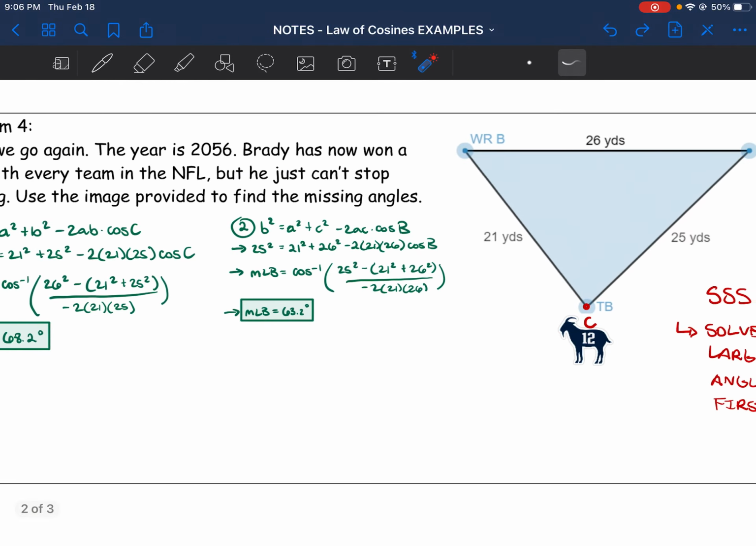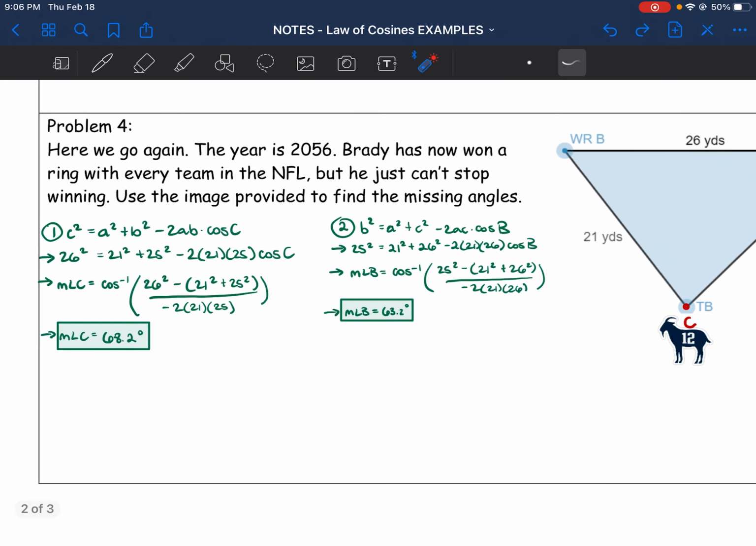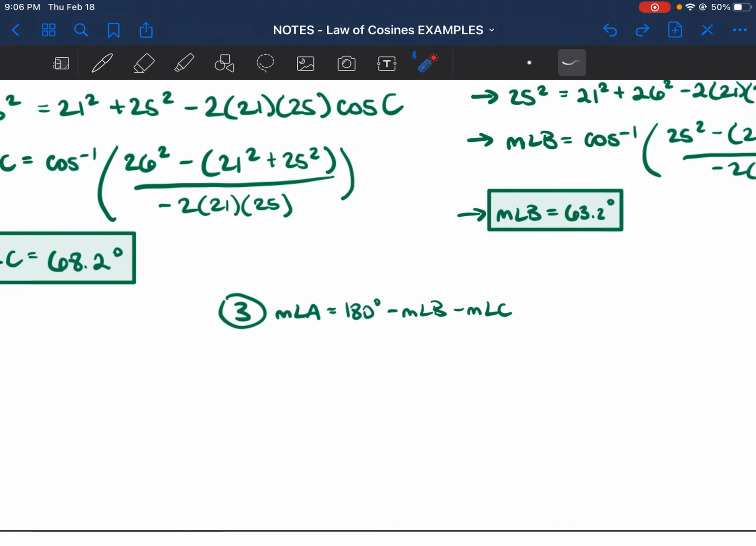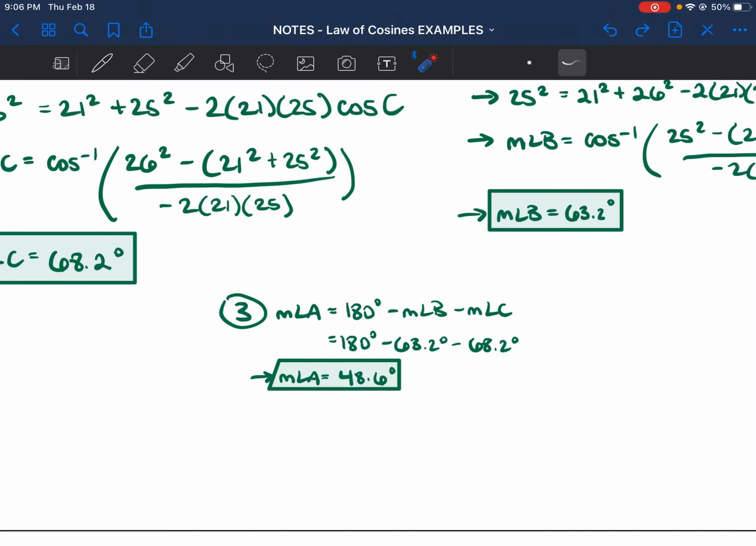And then finally, the last angle, which will be angle A, we can find pretty easily because we just found the other two angles. So angle A is 180 degrees minus the measures of angle B and angle C. And that gives us that the measure of angle A is 48.6 degrees.